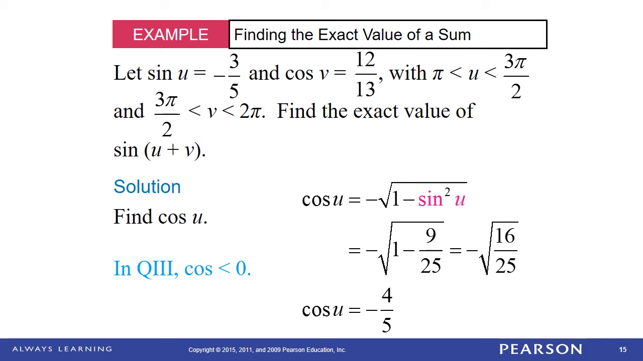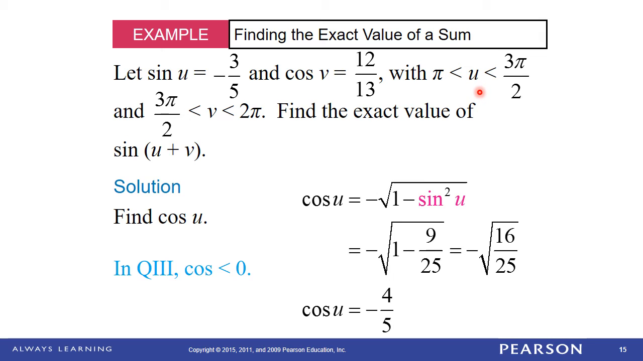All right, getting just a little bit more complicated here. Let's talk about this here. So let sine of u be negative 3/5, cosine of v being 12/13. Good. And angle u is going to be between pi and 3 pi over 2. At that point, I'll just let you think about it. Remember, this is an example problem from the textbook, so it's all written out already.